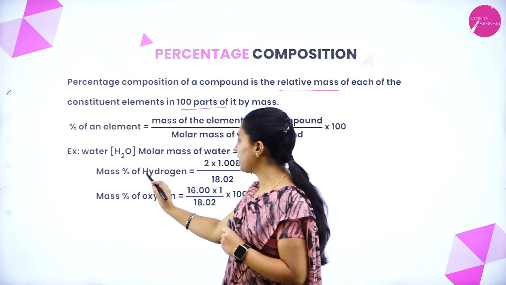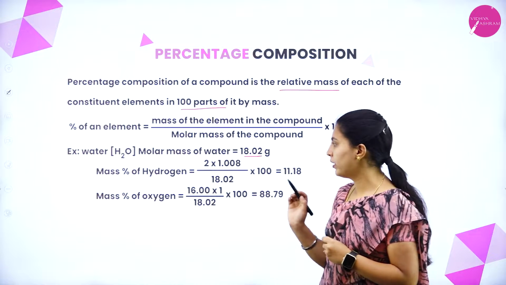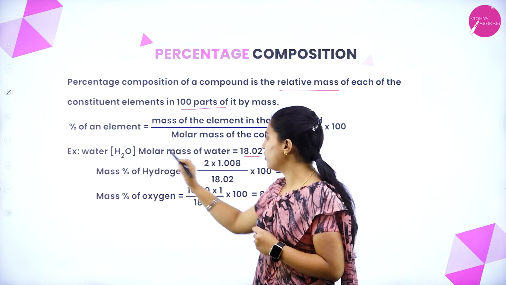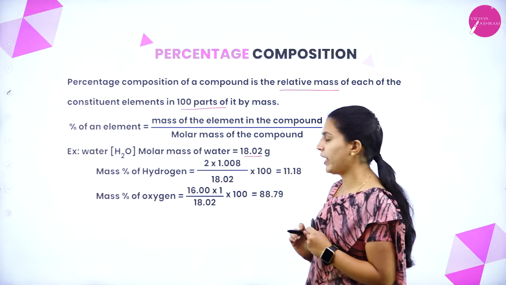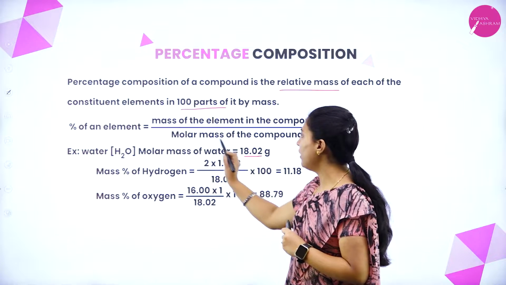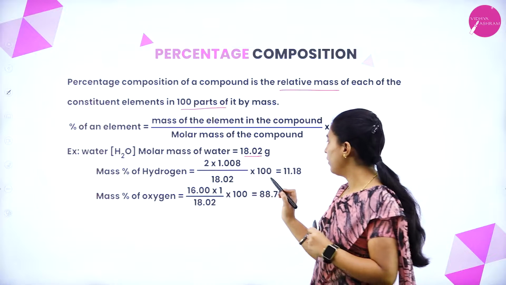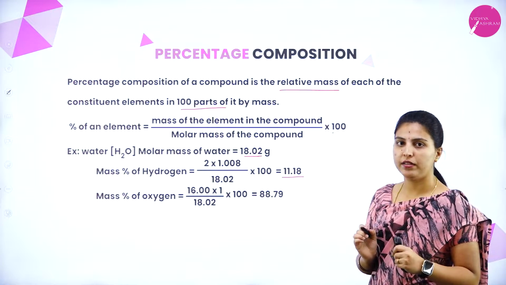See here, mass percentage of hydrogen. For each element, we are finding the mass percentage. So 2 atoms are present, so 2 times the atomic weight of hydrogen, 1.008, divided by the overall molar mass of the compound. What is that? 18.02. Multiplied by 100, you will get 11.18.